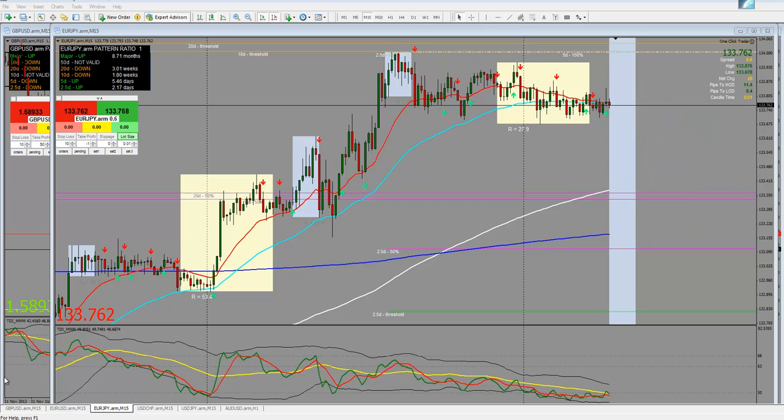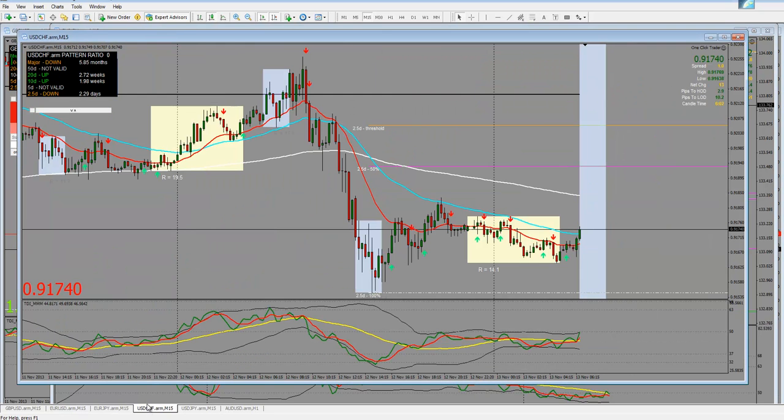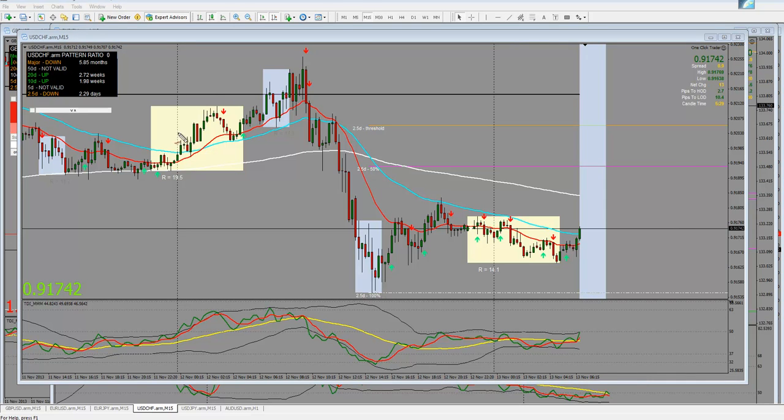Okay, look at the Dollar Swiss. Dollar Swiss, as you know, does the opposite of the Euro Dollar. On the Euro Dollar we are looking at a stop hunt low, buy. So here we're looking at a stop hunt high, sell. Now where is the stop hunt here? Where can we look at stop hunt zones? We can look at the stop hunt zones around those levels here to sell it.